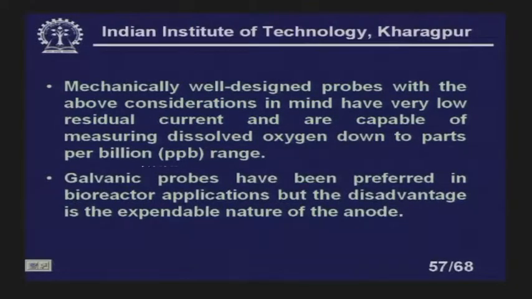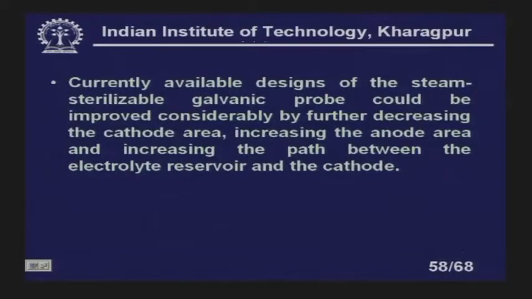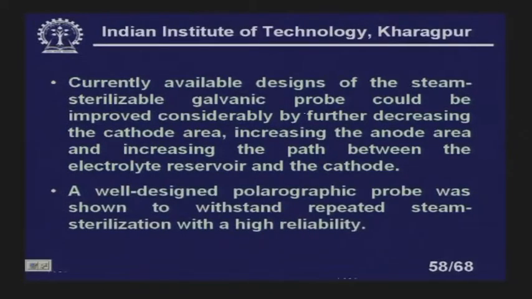Galvanic probes have been preferred in the bioreactor applications, but the disadvantage is the expendable nature of the anode, because in a bioreactor you have to do autoclaving and all those things. That is the reason galvanic electrodes are most preferred. Currently available designs of the steam sterilizable galvanic probe could be improved considerably by further decreasing the cathode area, increasing the anode area, and increasing the path between the electrolyte reservoir and the cathode. This last one is the most difficult one. A well designed polarographic probe was shown to withstand repeated steam sterilizations with high reliability.